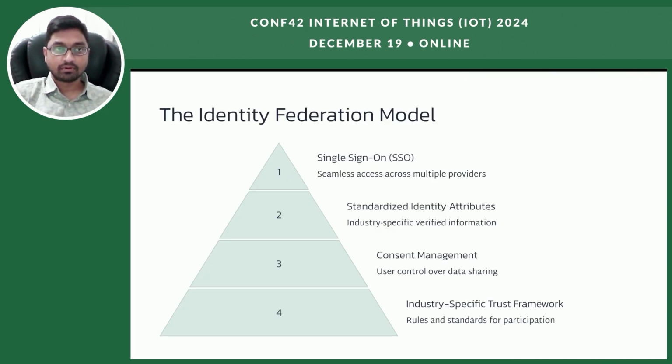So this is where I am proposing the Identity Federation model, where you will utilize single sign-on with seamless access across multiple providers. This includes 4 steps. The first one is establishing the single sign-on, then standardizing the identity attributes, for example, industry-specific verified information, and then consent management, where the user gets control over data sharing and consent to its usage. Next will be an industry-specific trust framework, where we define rules and standards for participation.